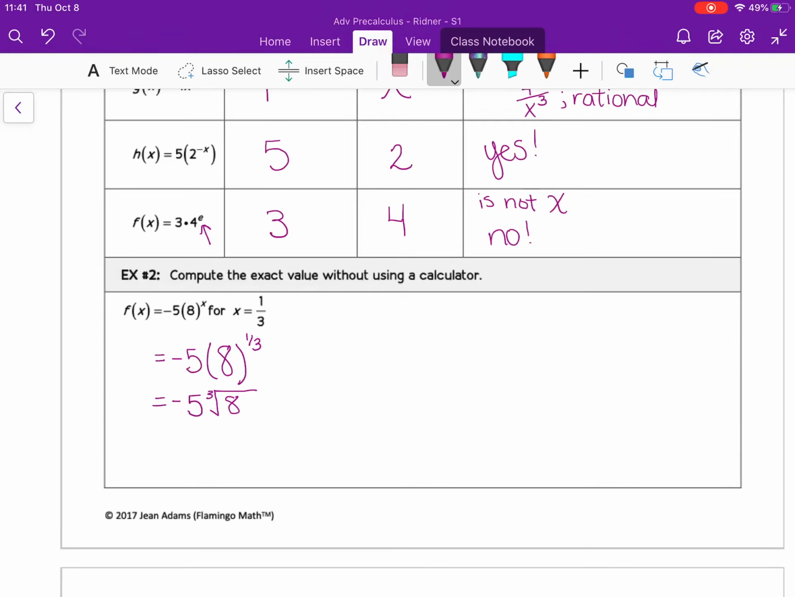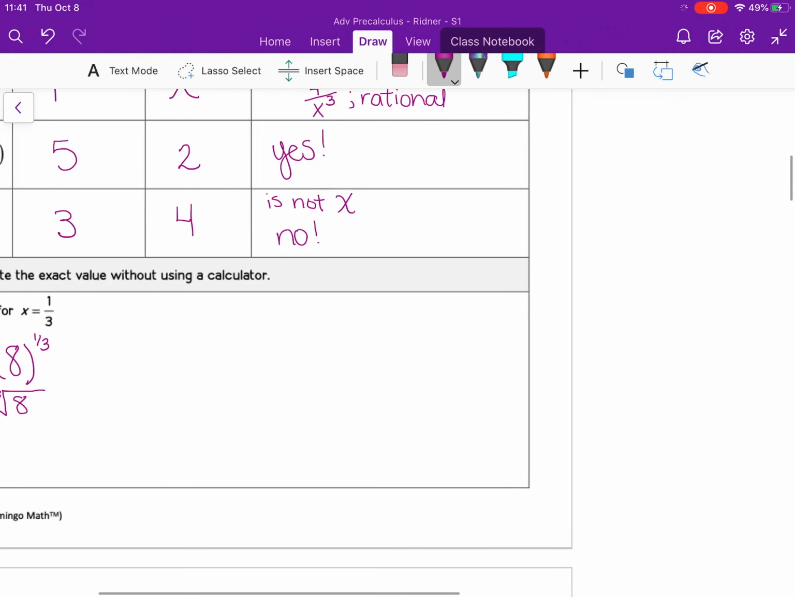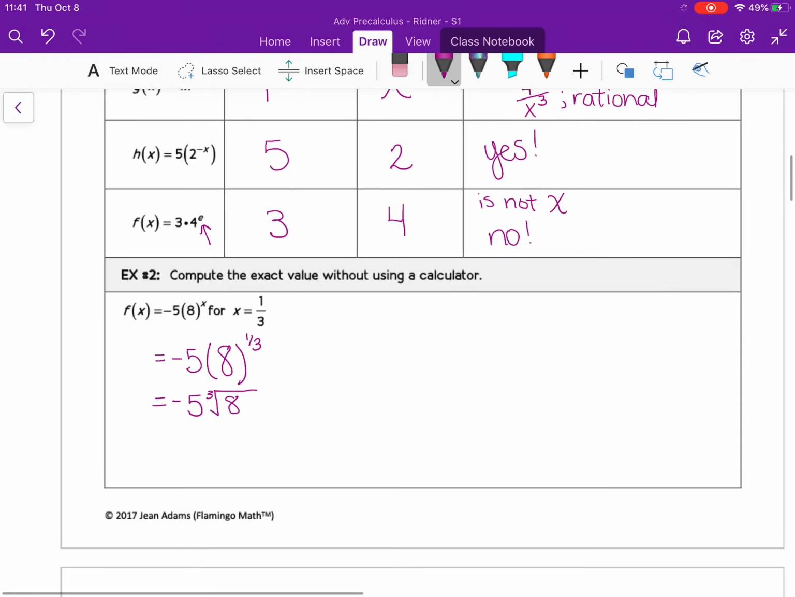So remember our radicals unit from Algebra 2, that was topic 5 before the pandemic hit. The cube root of 8 is actually 2, and then -5 times 2 is -10. If you typed that in your calculator, you should have got the same thing. So try a couple on your own.